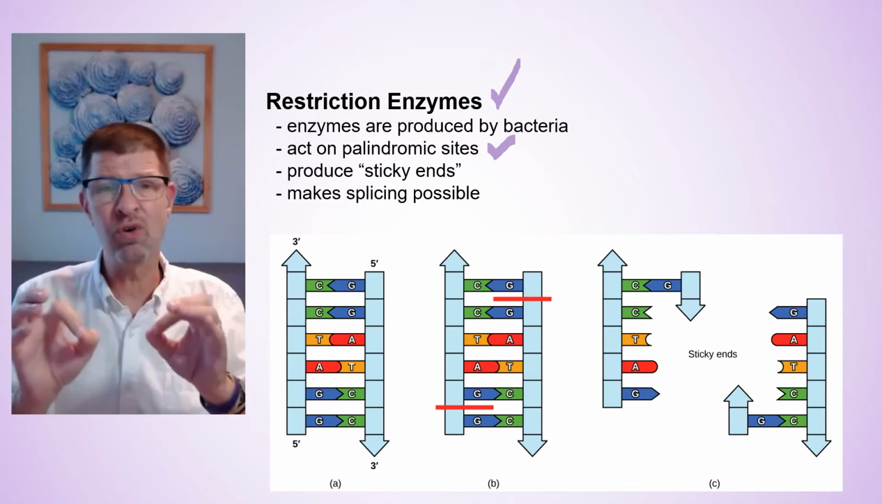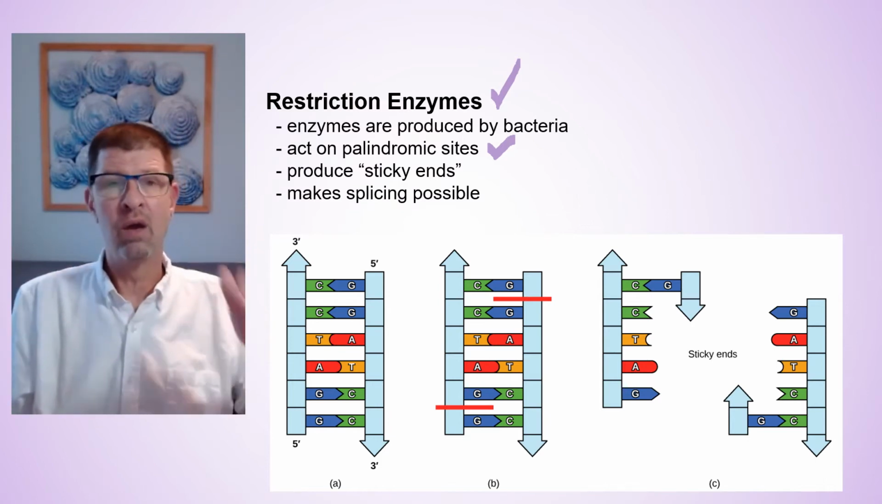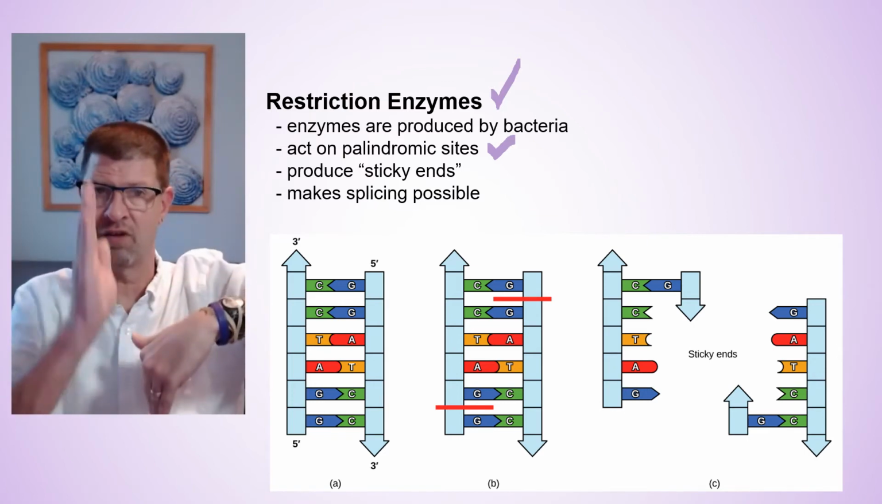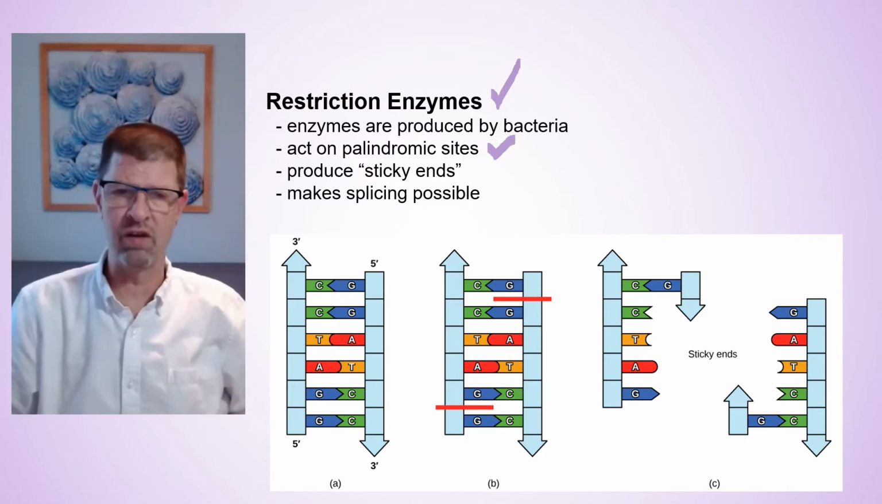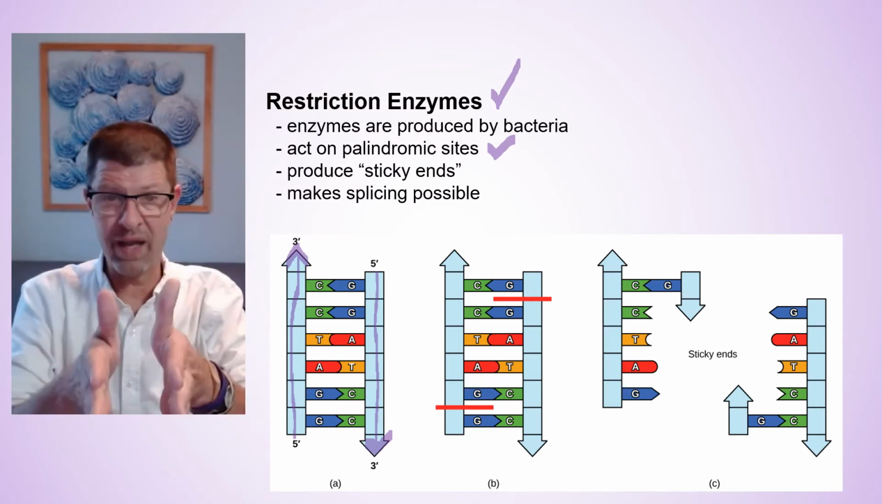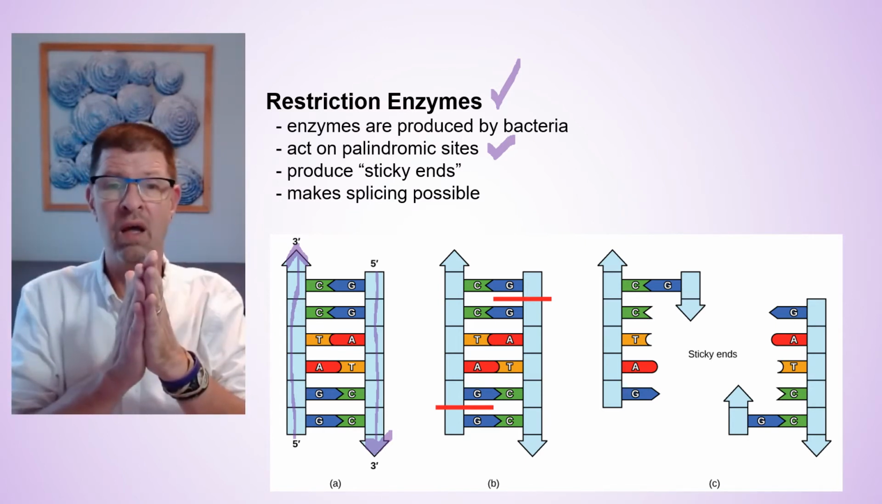A palindromic sequence of DNA reads the same on one strand in one direction as it does on the other strand in the other direction. So here's an example. This strand here, if we're moving with the arrow, says GGATCC. And if we look at the other strand, looking in the direction of the arrow, it says GGATCC. These restriction enzymes that bacteria make will recognize that, and they will cut it in that region.